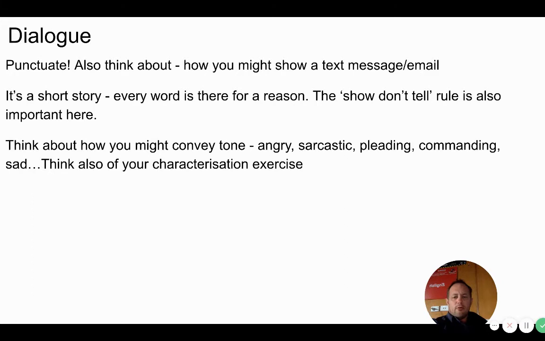We haven't got a lot of room to waste. In a short story, every word is there for a reason. The show don't tell rule is pretty important. And just a few thoughts about conveying tone: anger, sarcasm, pleading, commanding.